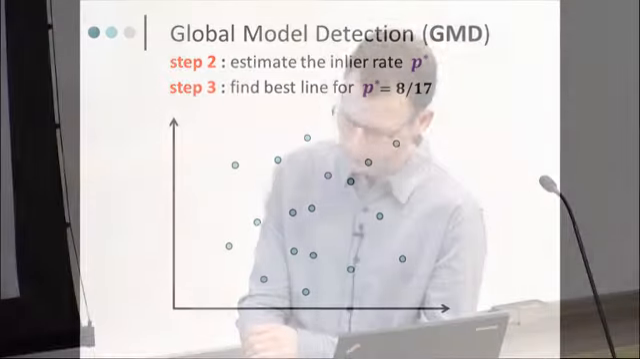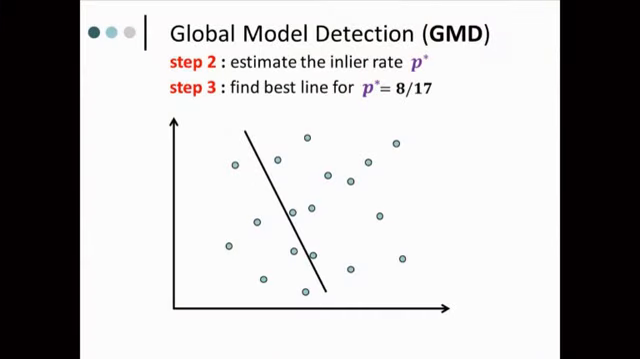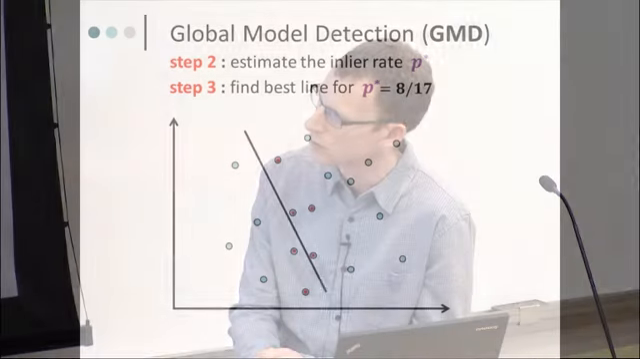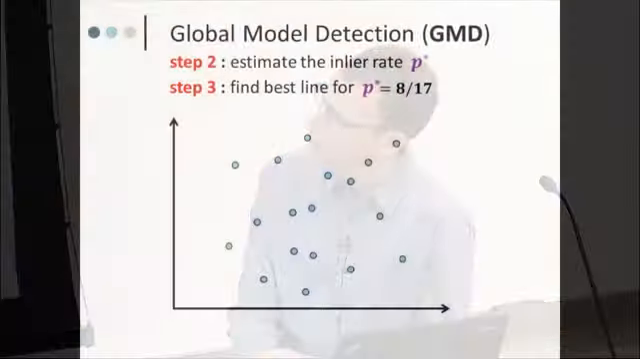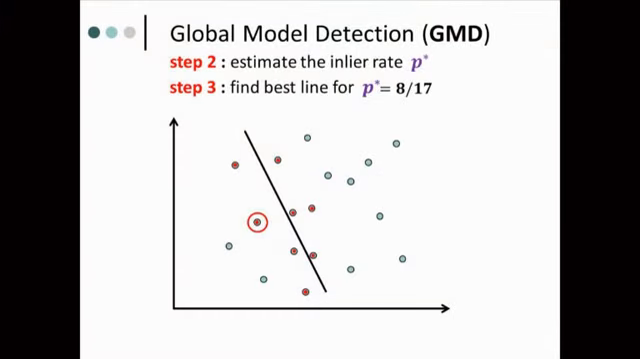We can go to the third step, which is to find the best line for this specific inlier rate P star. So we can look at each of the lines in our set. For instance, this line here, we look at the 8 closest points. So, sorry, this would be the 8th closest point, and it gives some amount of error. And we can measure this over the entire set. And I will show that if we return the best line that we found, we have a guarantee on the error that it gives compared to the best line in the continuous space.